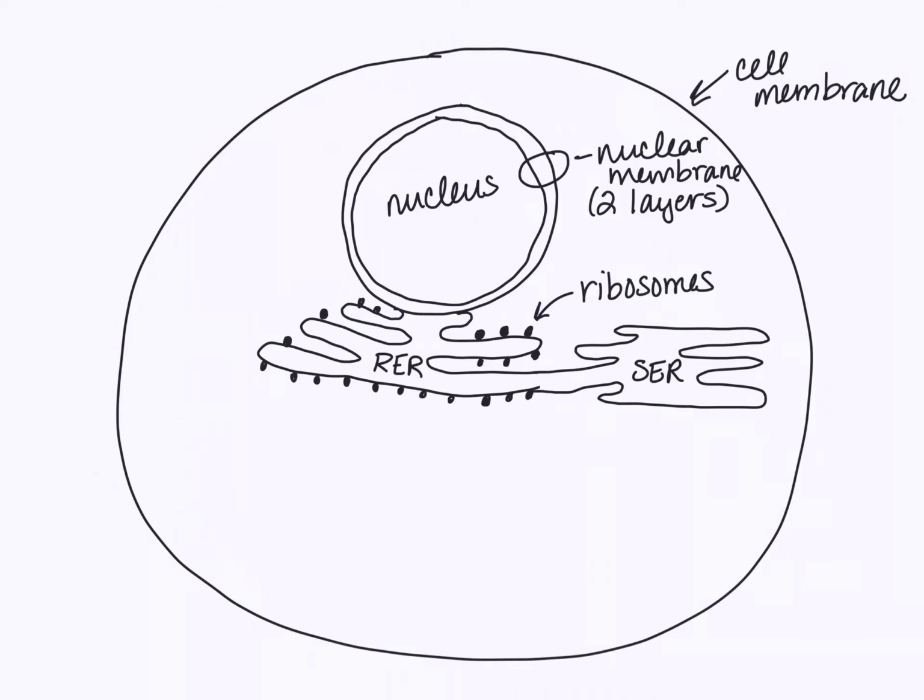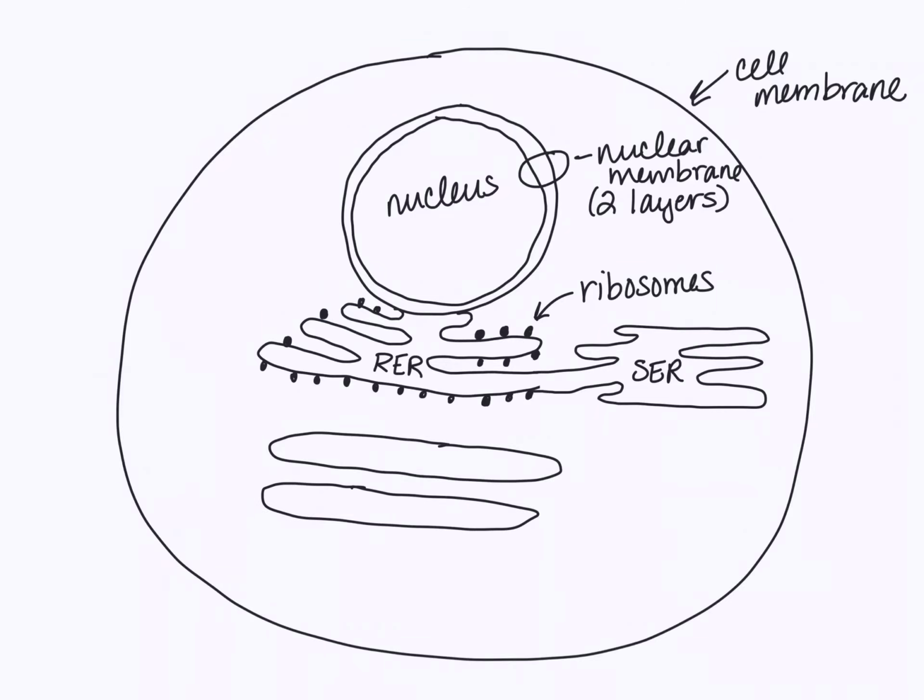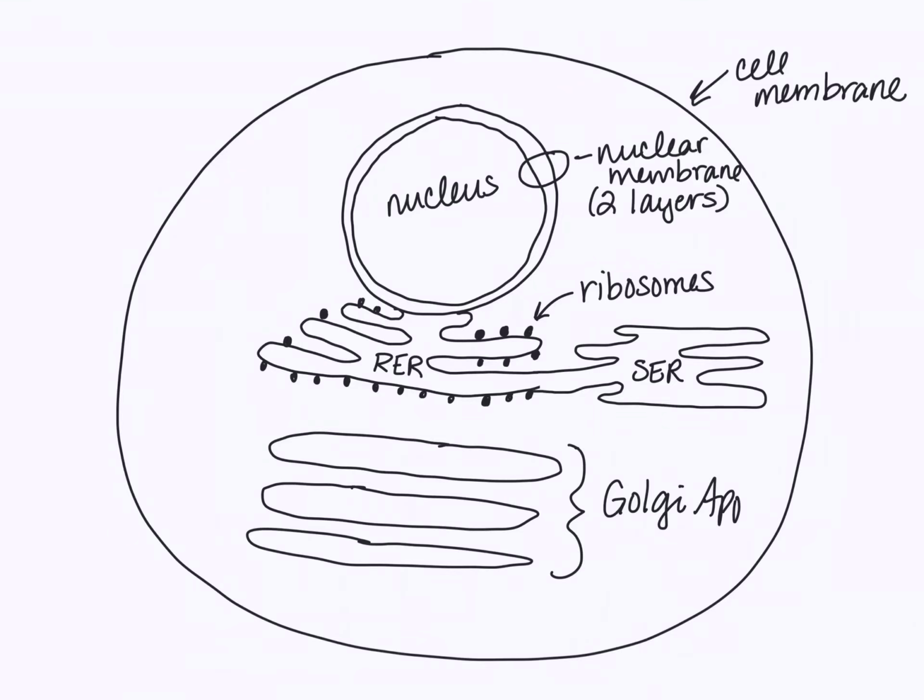The next structure associated with the endomembrane system is going to be the Golgi apparatus. And the Golgi apparatus looks like a stack of pancakes, kind of. So it is made up of these multiple skinny saccules that are stacked on top of each other like pancakes. And so this whole area or structure is called the Golgi apparatus.